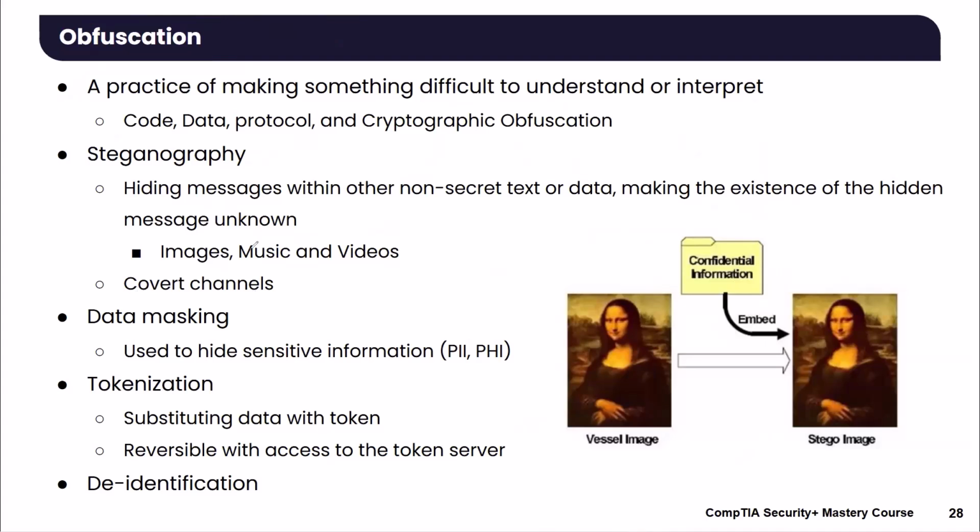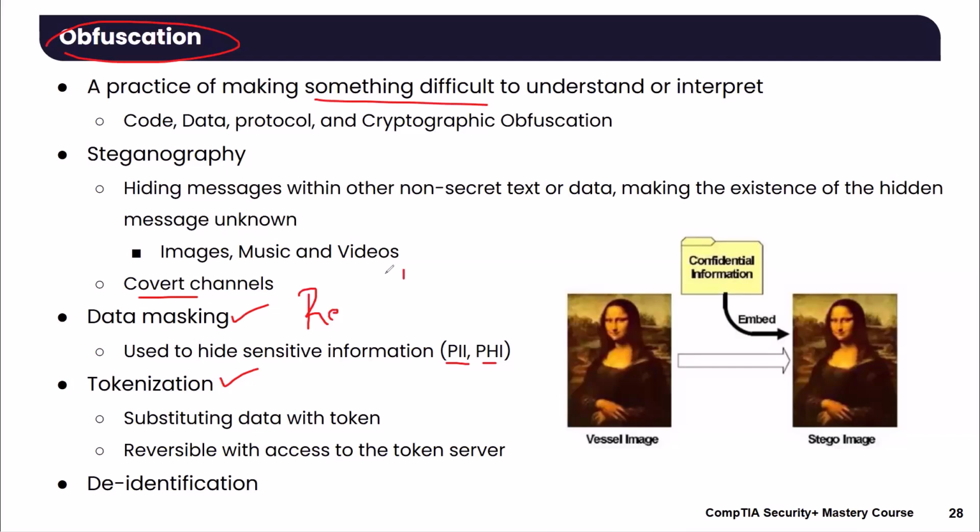All right, it's obfuscation. We're trying to hide things in plain sight, again, making something difficult to understand. Data masking is another thing. This one is used to hide sensitive data, things like PHI and PII. You probably will see these on the exam. Data masking, tokenization, and de-identification might be on that exam. So let's talk about this. Data masking is basically masking the data, more likely the real data, the confidential data.